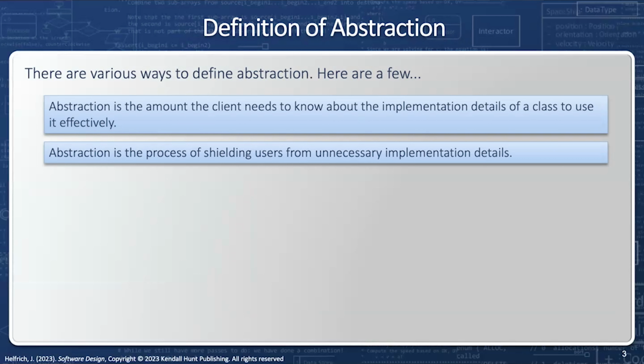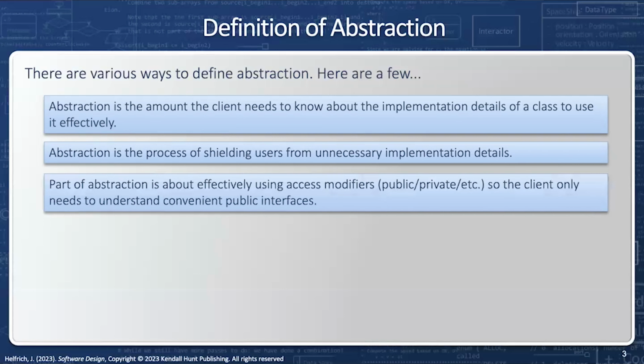When I get into a car, I don't need to know how many cylinders it has or whether it's fuel injection or carburetor or electric or hybrid or any of those things. I just really want to press the accelerator and have it move forward. And so me as a driver is shielded from those kinds of implementation details. Part of abstraction is about effectively using access modifiers, public, private, protected, so the client only needs to understand the convenient public interfaces. So whenever we look at a class diagram, it's the assignment of the access modifiers that is part of the abstraction equation.